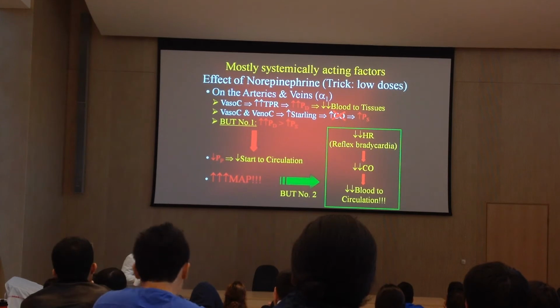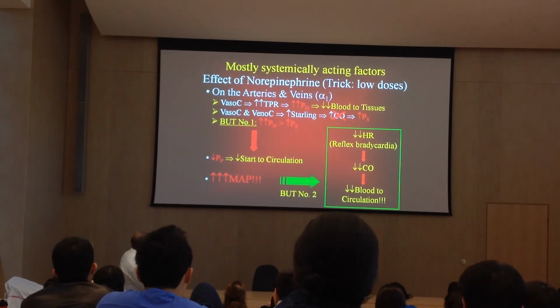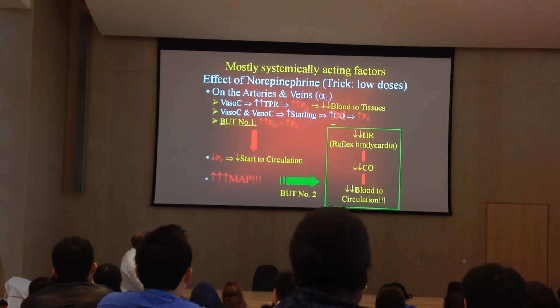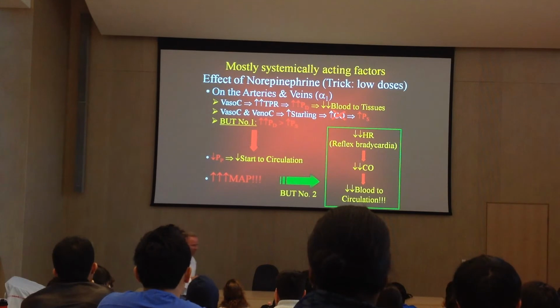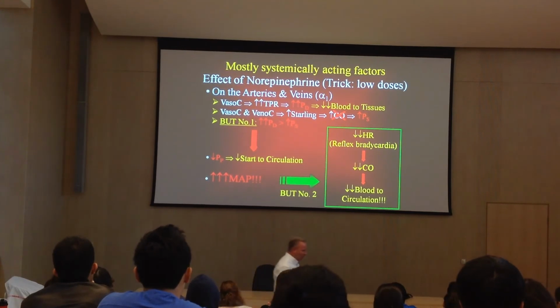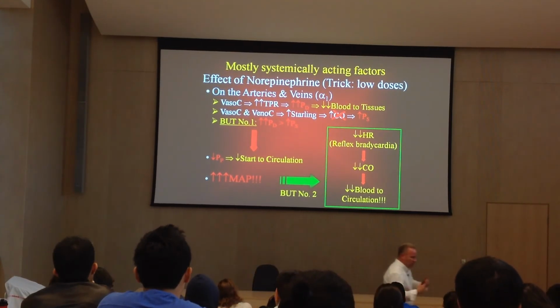So we actually have a situation when we have overall vaso and venoconstriction in the body, but you have the so-called reflex bradycardia. Please learn this term. We are going to ask it, and from now on, we are going to use it as something that you need to know.